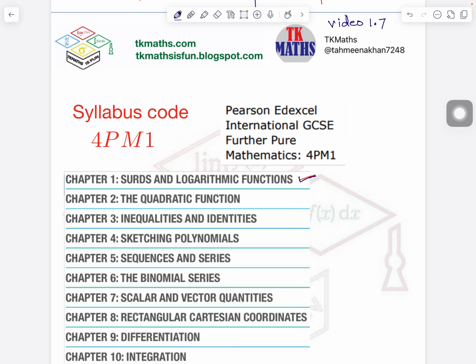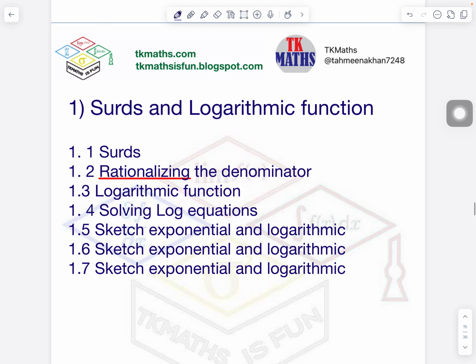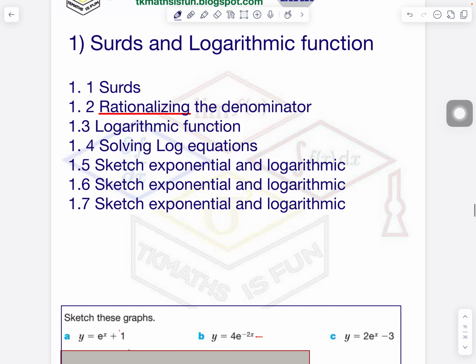In today's video, we will continue studying surds and logarithmic functions. This is part of the syllabus of Year 11 maths, code 4PM1. In the last two videos, our focus was on sketching exponential and logarithmic functions, and the rest of the topics we have already completed. So this is the last video on this topic.